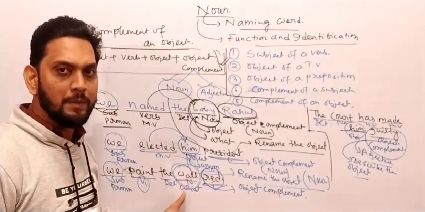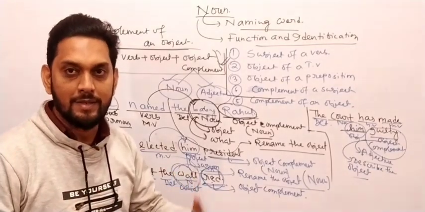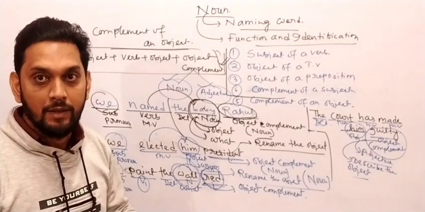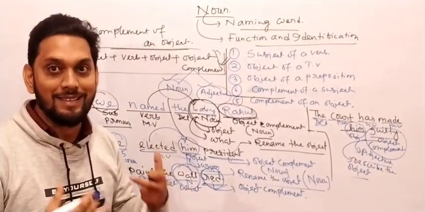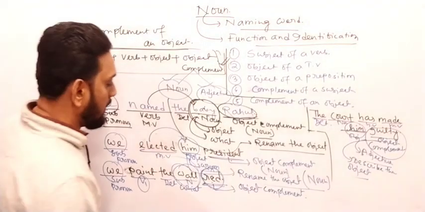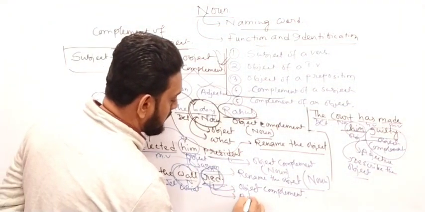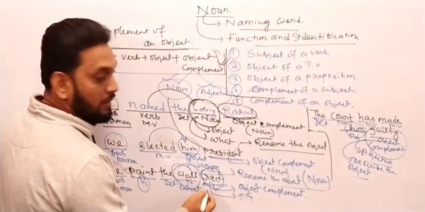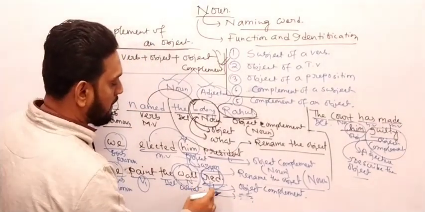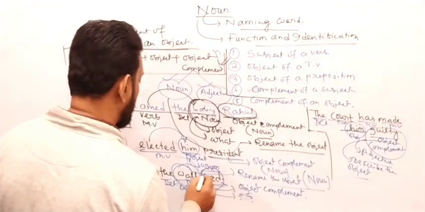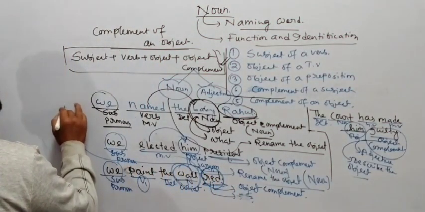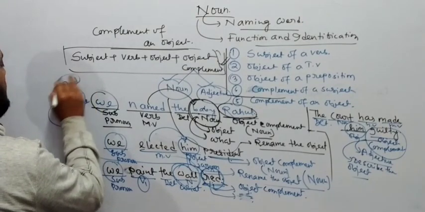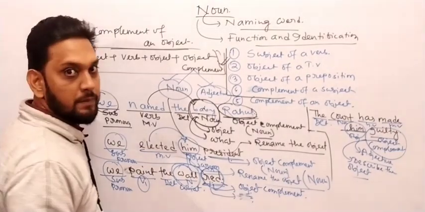It does not rename the object over here. It just describes the object. It just describes, qualifies or modifies the object over here. Yes or no? It describes the object. And because of this reason, we can call it an adjective. To my students, you can call it an adjective. This red word must be an adjective. Got my point?